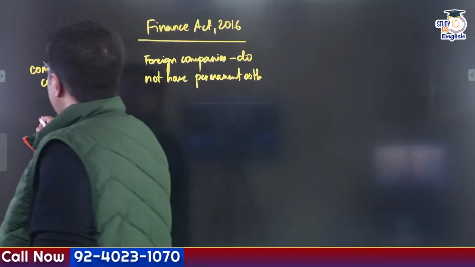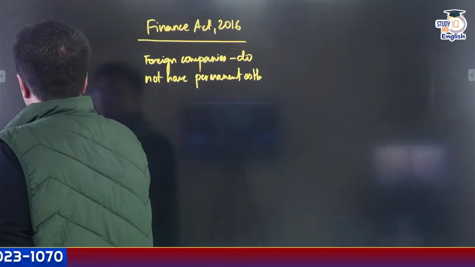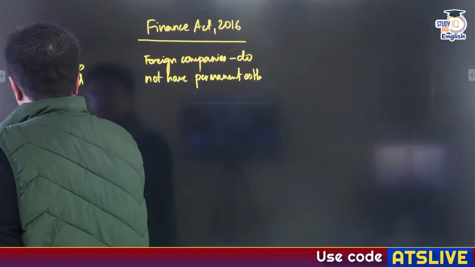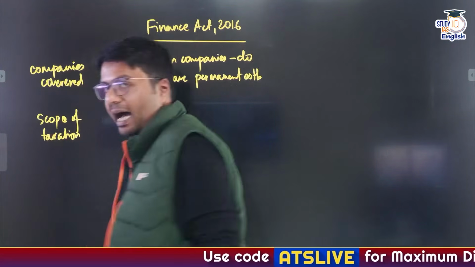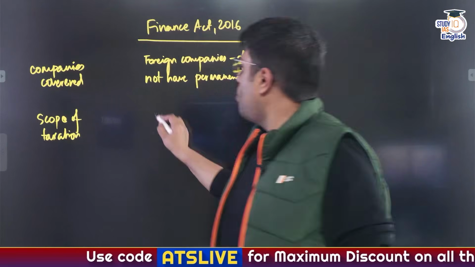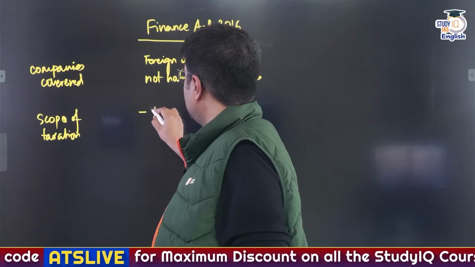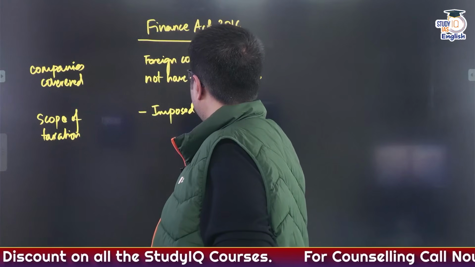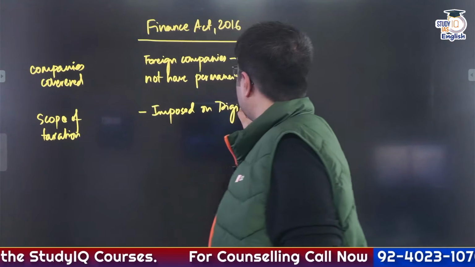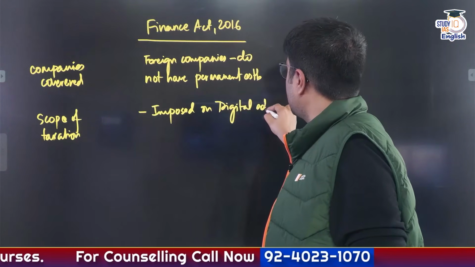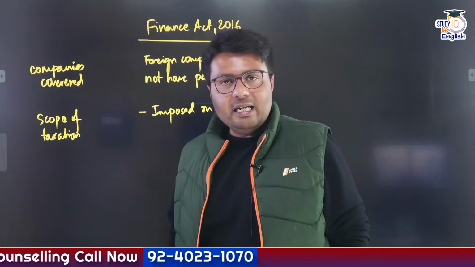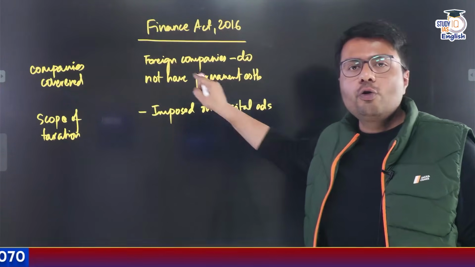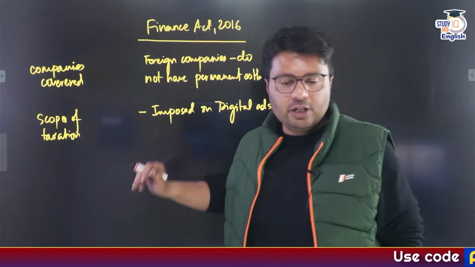And what was the scope of taxation? On what activities was the tax imposed? Tax was imposed early on only on digital advertisements. So only on digital advertisements. Through the Finance Act 2016, the government imposed Google tax, also called equalization levy.